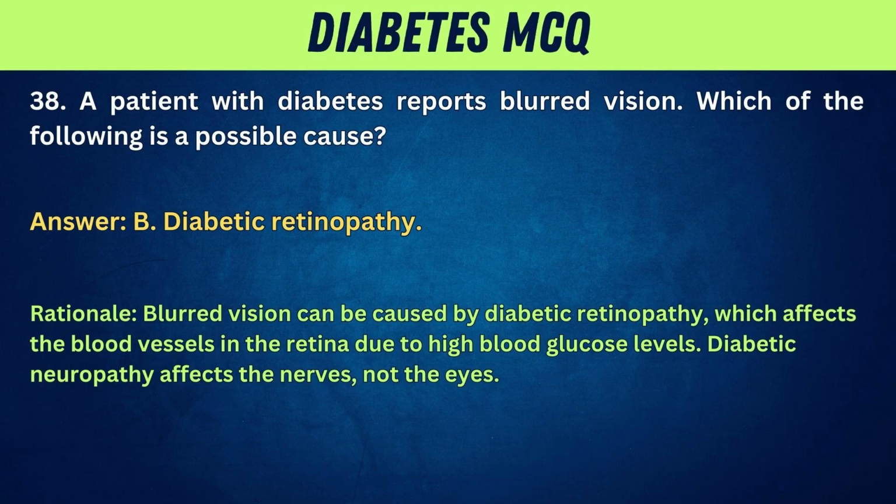Diabetic retinopathy. Rationale: blurred vision can be caused by diabetic retinopathy, which affects the blood vessels in the retina due to high blood glucose levels. Diabetic neuropathy affects the nerves, not the eyes.